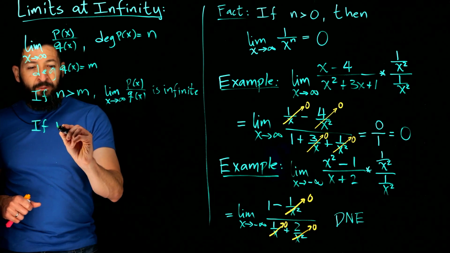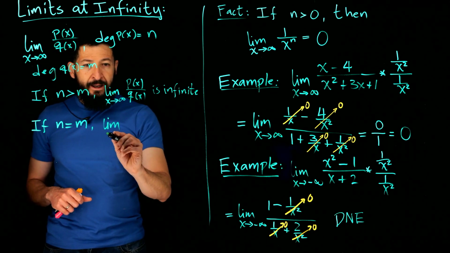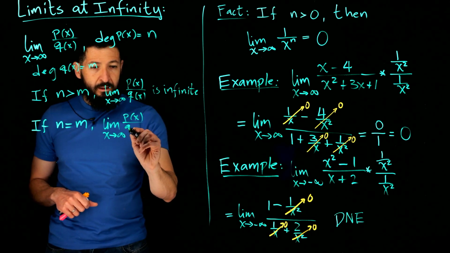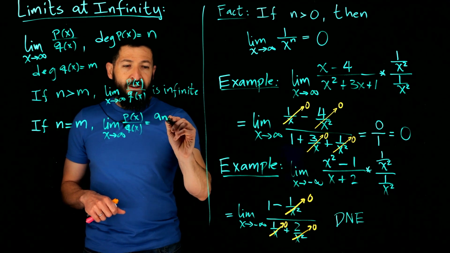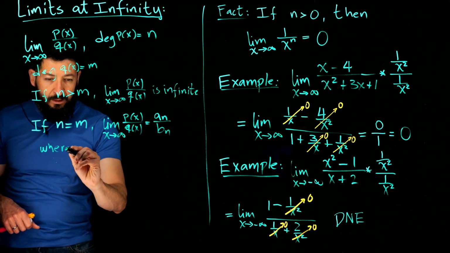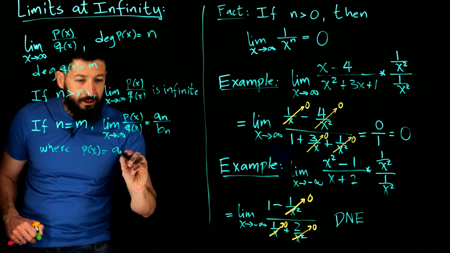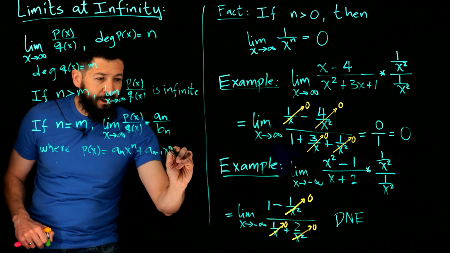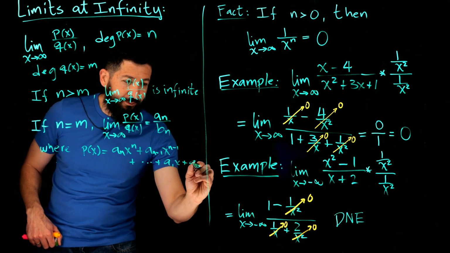Now, if n is equal to m, in this case, the limit is going to be the ratio of the coefficients, and I didn't give them names, but let's say a_n, b_n, where p of x is the polynomial of the form a_n x to the n plus a_(n-1) x to the n minus 1 plus ... plus a_1 x plus a_0.